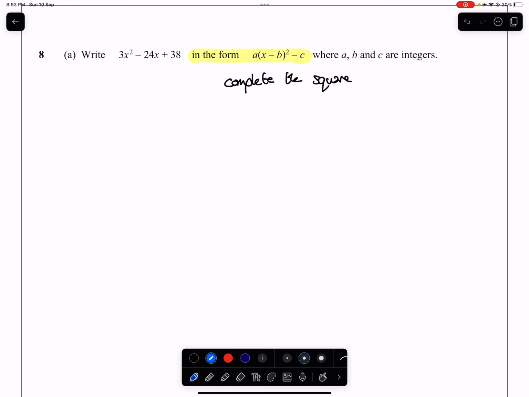So the first thing we need to deal with is that 3. We can't complete the square if we have a number with our x. So we're going to take 3 out as a factor of the first two terms. These are the only ones that need to be used. That 38 I'm just going to put to the side over here because it's not involved in the completing the square process. We'll deal with it later, but this here is what we're actually going to complete the square of.